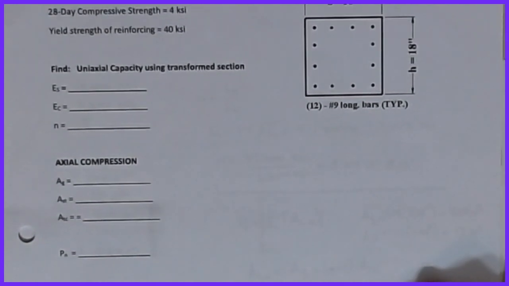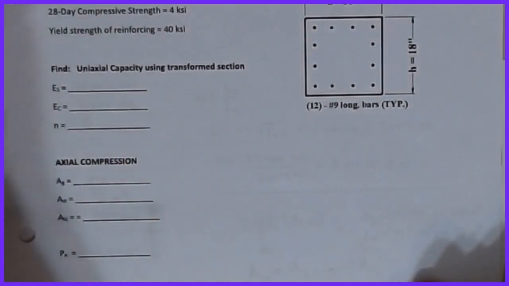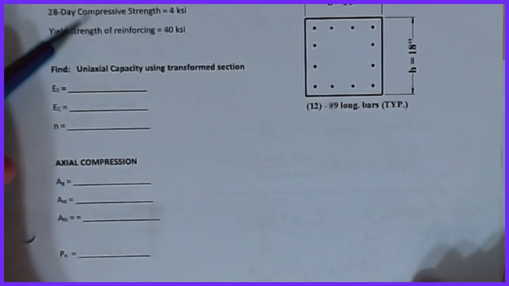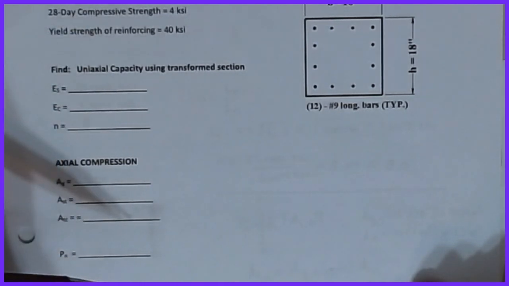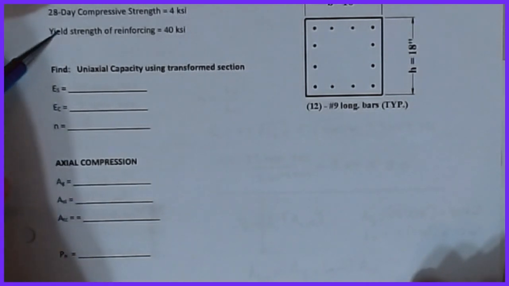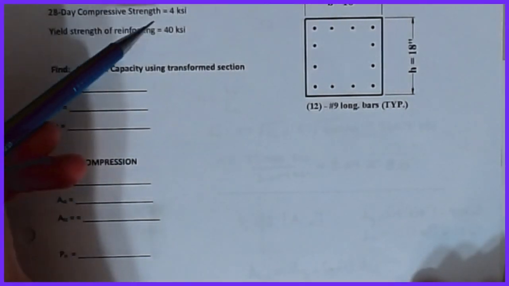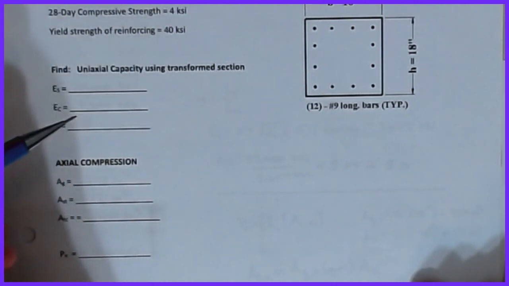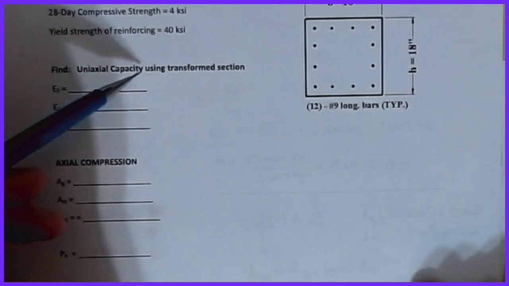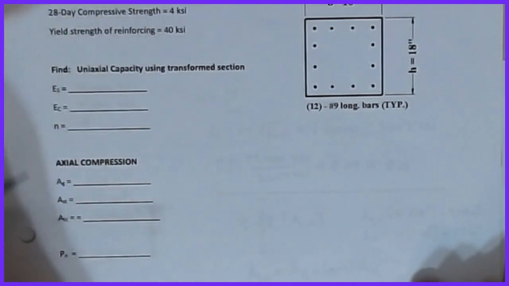What I've done in all of these, and I'll show you these pictures, we may not work through them all the time, but just to walk you through, if you were able to answer these questions, this becomes like a flow chart or a progression through an analysis problem. In this example I have a 28-day compressive strength of 4 KSI. I have a yield strength of reinforcing of 40 KSI. And we want to find the uniaxial capacity using transformed sections.